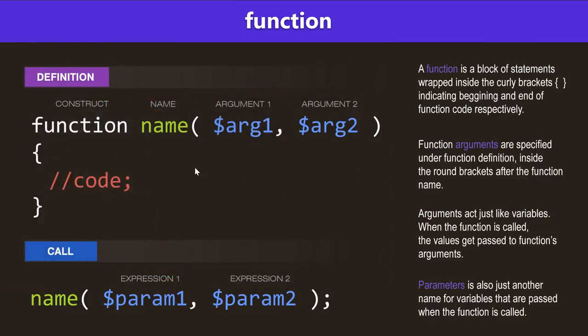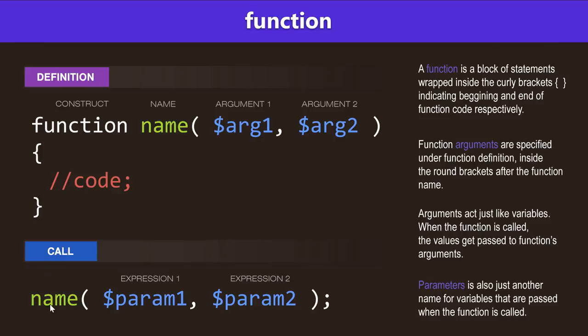In this video we're going to cover PHP functions in more detail. Now just a quick review. We define a function using the construct function followed by the name. Inside the round brackets we have the function's arguments separated by a comma. And you can think of arguments as future placeholders for the actual values.